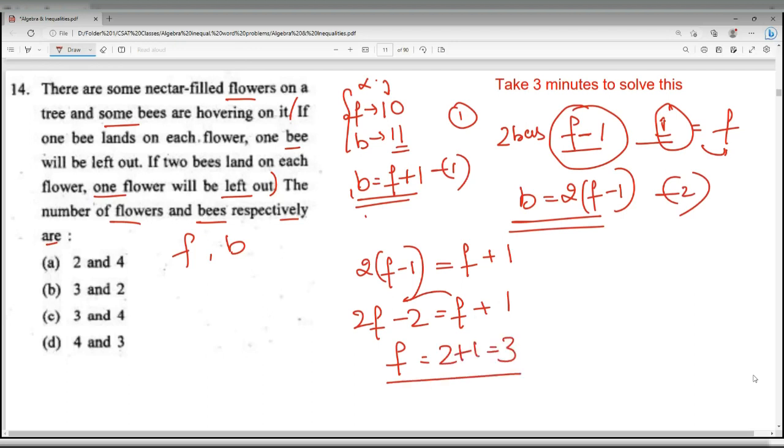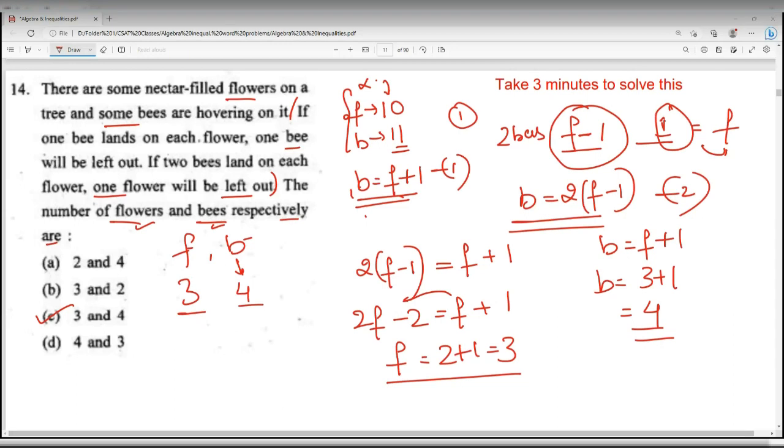The number of flowers is 3, and in this equation, b is equal to f plus 1. We have 3 plus 1, so b is equal to 4. So the flowers are 3, bees are 4. The order is first flowers and then bees, 3 and 4. 3 and 4 is this option. Option C is correct. So there are 3 flowers and 4 bees.